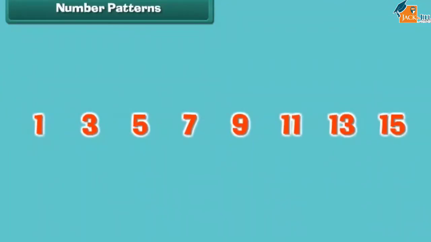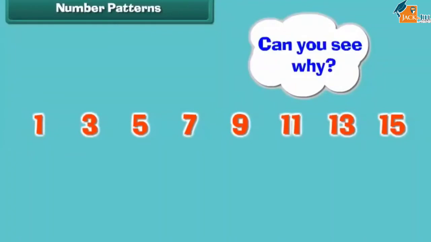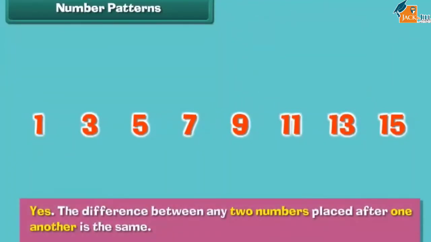Number patterns. There can be patterns in numbers as well. Let us look at 1, 3, 5, 7, 9, 11, 13, 15. The numbers are not the same. Still, we call it a pattern. Can you see why? Yes, the difference between any 2 numbers placed after one another is the same.